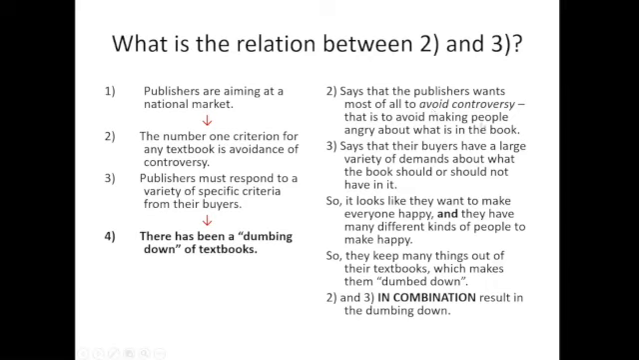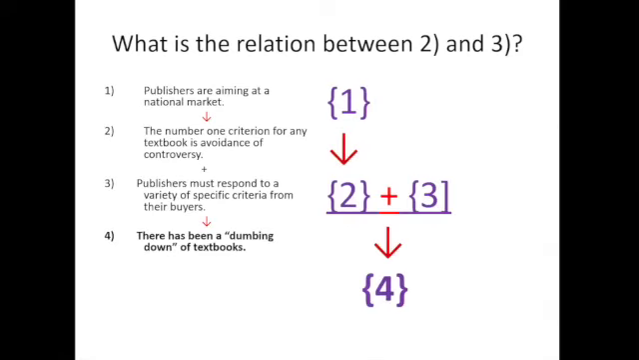That means they want to avoid making people angry about what is in the book, right? That's what 2 says here, essentially. And 3 tells us that all these different buyers have a large variety of demands, or a large variety of things that they will be sensitive about or get angry about. And so there are so many things that the publishers end up feeling motivated to take out of the books. That makes the books dumbed down. So this combination of those 2 factors is what creates the dumbing down, right? Okay. So once we've explained that and understood that, we go to the diagram. So remember, that's how we do that in the diagram. Okay.